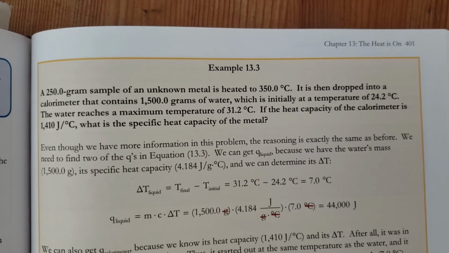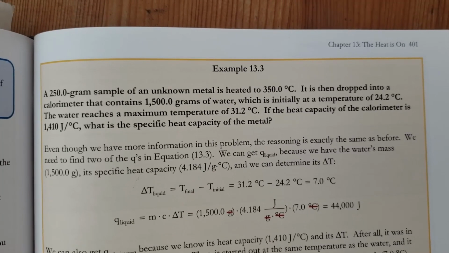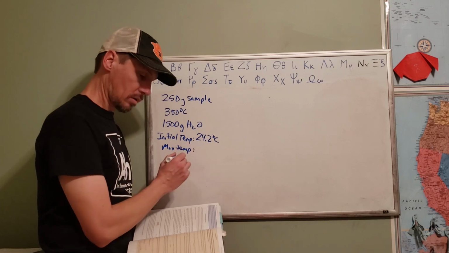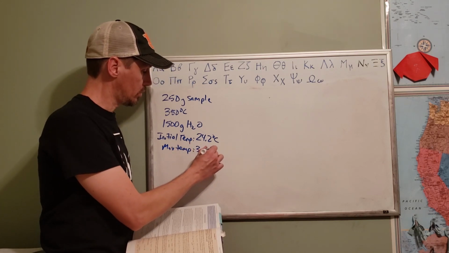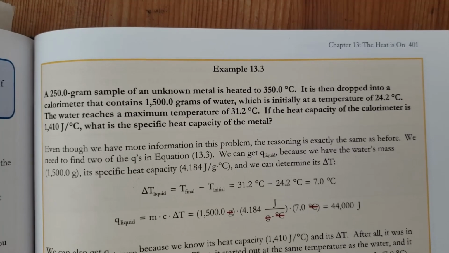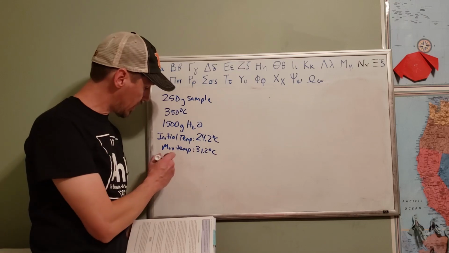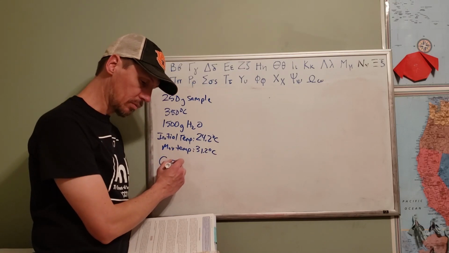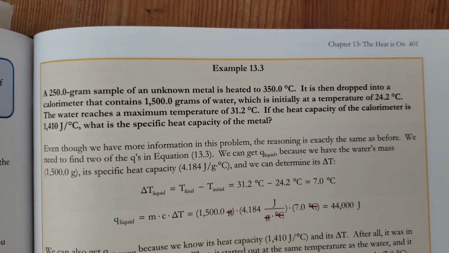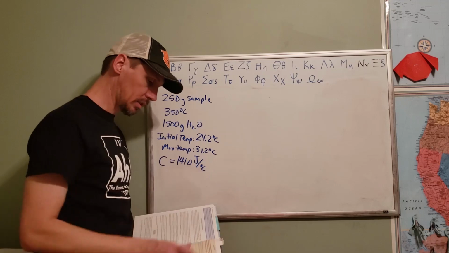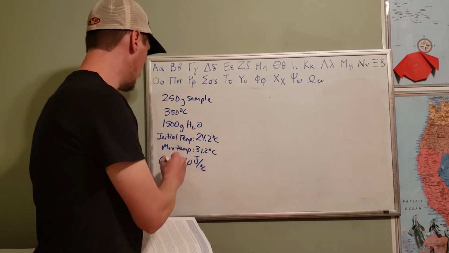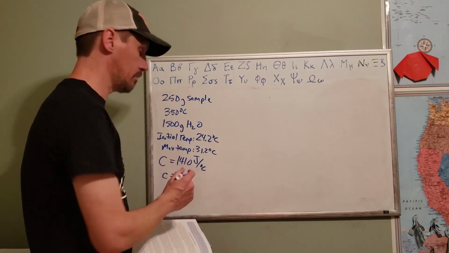Then the water reaches a maximum temp of 31.2 degrees Celsius. If the heat capacity of the calorimeter, that's our capital C value, is equal to 1,410 joules per degree Celsius, what is the specific heat capacity of the metal? So we're trying to find little c of the metal.